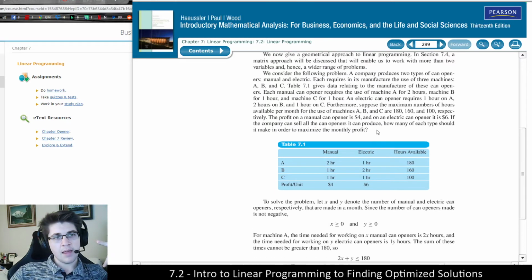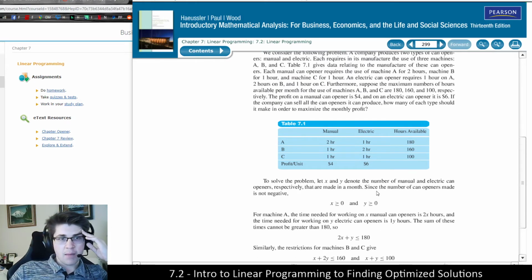And in what way could we maximize the profit? Since the profit is dependent on the number of can openers. But as you can see, there's a lot of facets to this problem. And what we want to do is try to build up a system of inequalities and equations to try to figure this problem out.